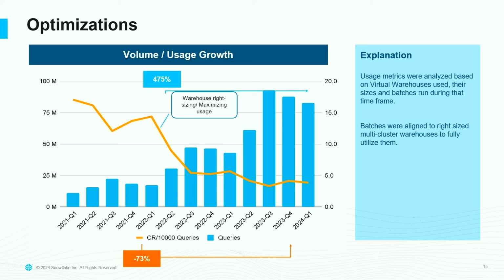The next thing that we did was right sizing of the different warehouses. We looked at the usage metrics across every warehouse, what types of workloads run on them, how long it's taking, and what are the sizes of the individual warehouses. Are they right sized to the right workloads? And we were able to realign the jobs to the right clusters accordingly.